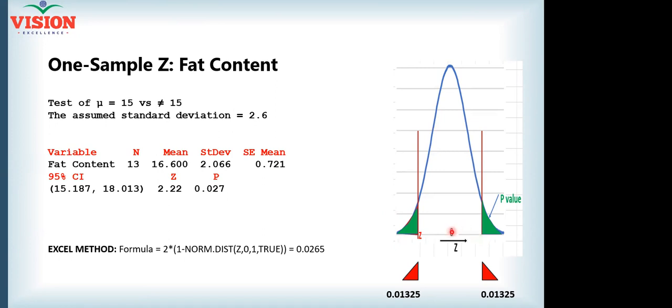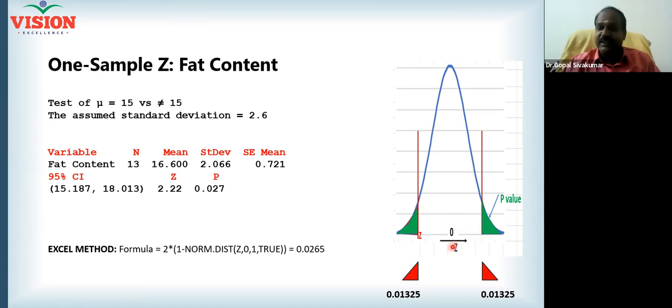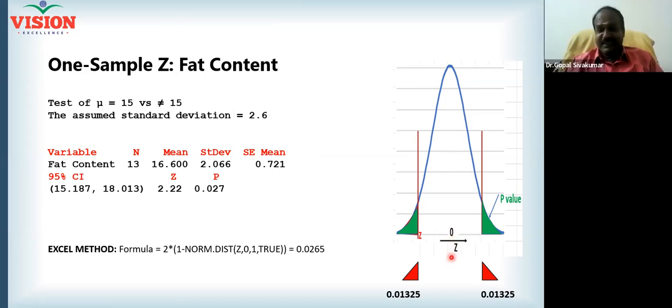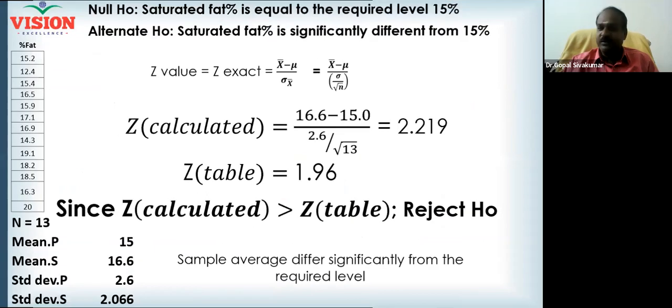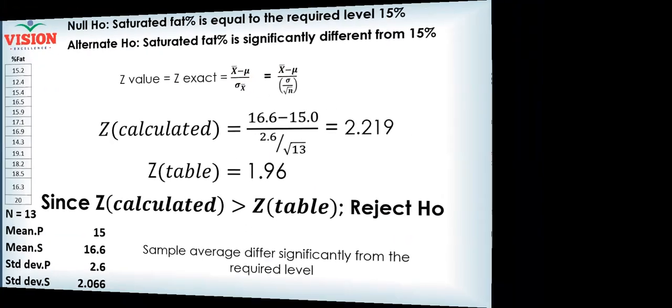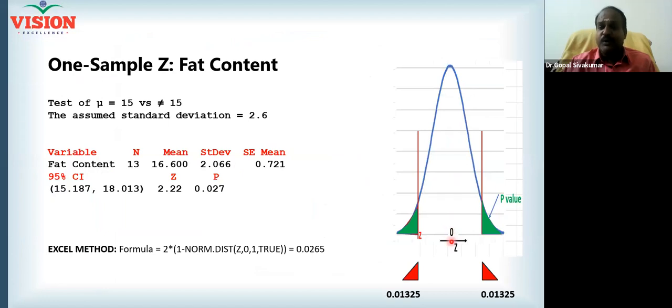In ideal condition, what is ideal condition? 15%. That is here. In ideal condition, what will be the Z-score? Zero, the center. Yes, in ideal condition, no deviation. Go back to the formula of Z-score: sample average is 15, required also 15, so the Z-score will become 0. So in an ideal situation, your process will generate a Z-score close to 0.